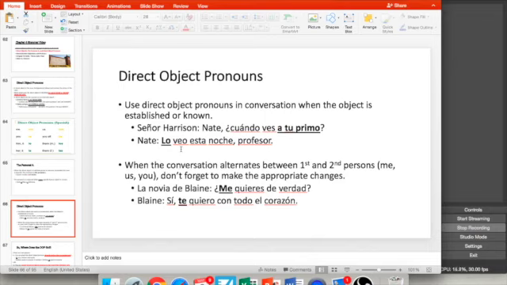For example, you see a conversation here between la novia de Blaine and Blaine, his girlfriend. Blaine's girlfriend says, "Oh, me quieres de verdad? Do you love me for real?" And Blaine says, "Sí, sí, te quiero con todo mi corazón. I love you with all my heart." He didn't say, "Me quiero." Yeah, I love myself with all my heart. He said, "Yeah, te quiero. I love you with all my heart." So make sure you know the difference.